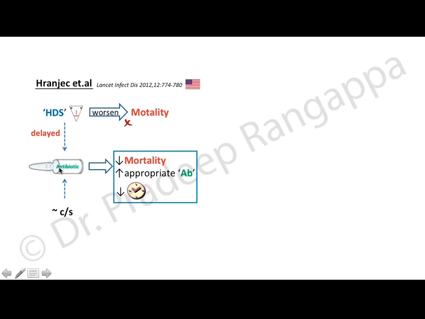In fact, what he found was, if antibiotics were given after you see the culture, which means in this study he has seen the cultures and started antibiotics after 3 days in patients who were hemodynamically stable, and he found there was reduced mortality, increase in the appropriateness of antibiotic usage, and reduced duration of antibiotic usage.